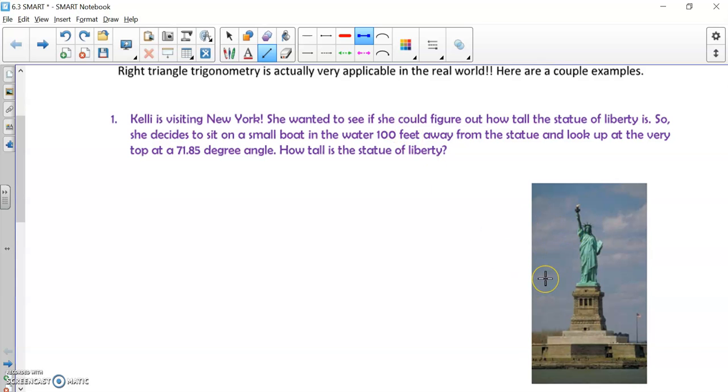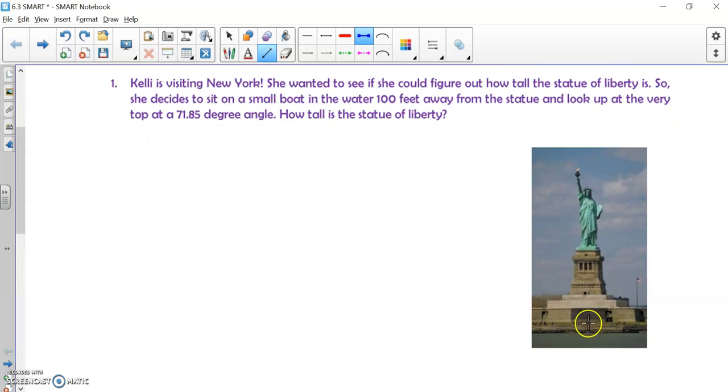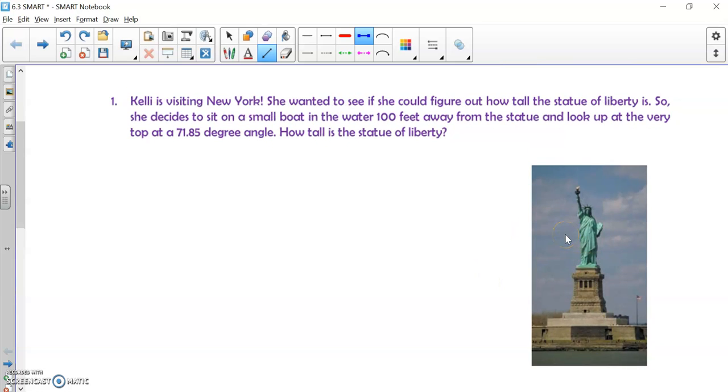It always helps to make a picture in these situations. Here I've provided you a picture of the Statue of Liberty for convenience, but you can't always have that. Sometimes you will have to make your own pictures. So here is the height of the Statue of Liberty. Kelly is about 100 feet away on her boat.